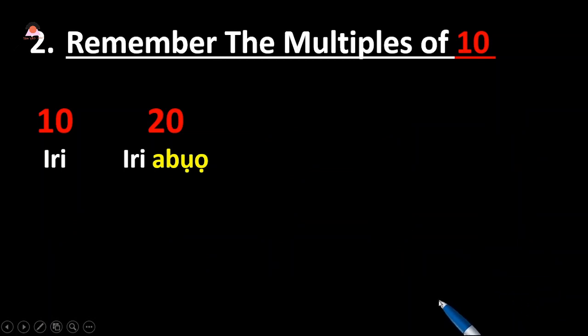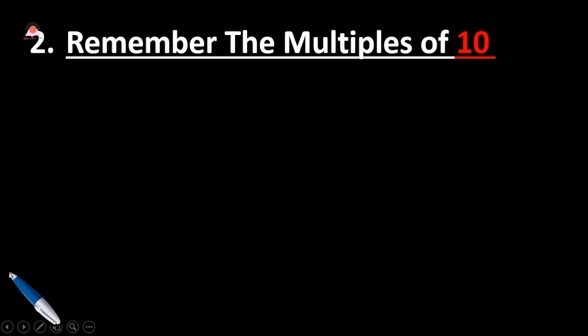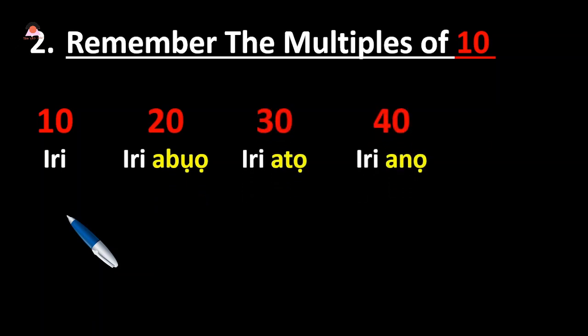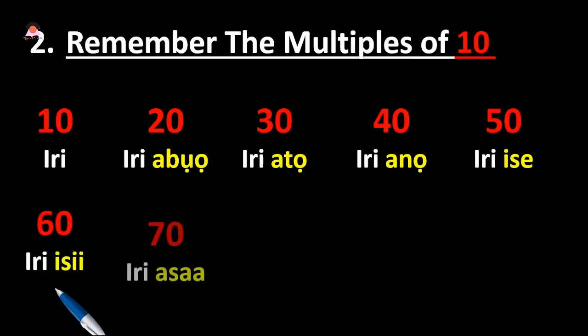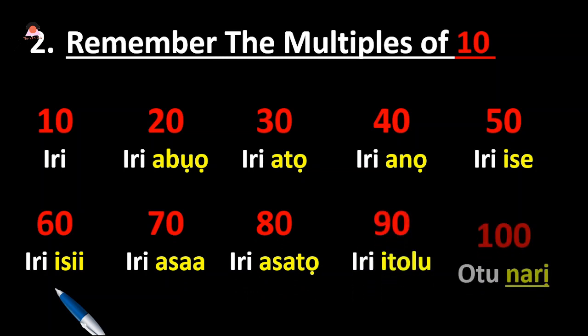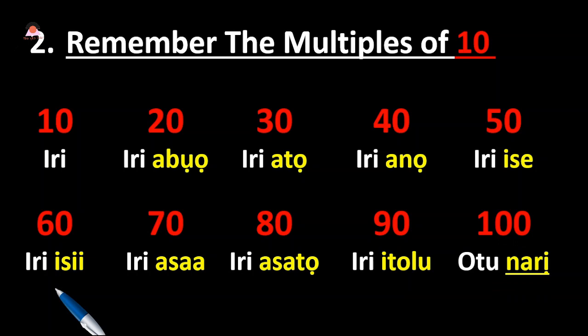We're going to count this over again for emphasis sake. Let's move a little bit faster. 10, Iri. 20, Iri, Abuo. 30, Iri, Ato. 40, Iri, Ano. 50, Iri, Ise. 60, Iri, Isi. 70, Iri, Asa. 80, Iri, Asato. 90, Iri, Itolu. 100, Otu, Nare.